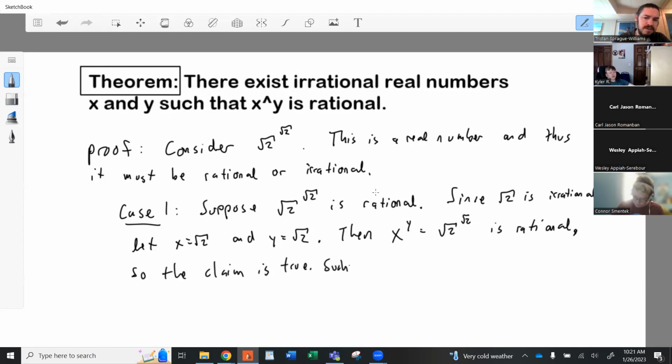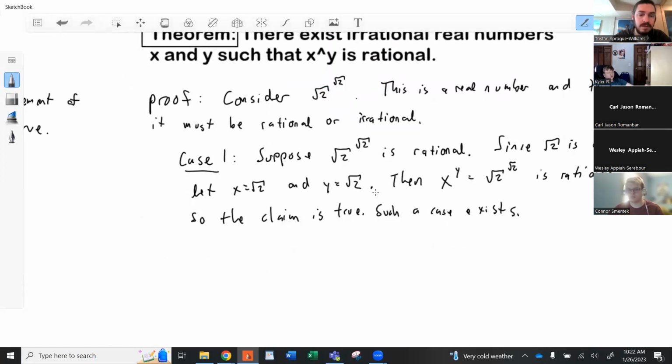Such a case does exist in this situation, right? In this case 1, where square root of 2 to the power square root of 2 is assumed to be a rational number. So in this case, that would be an example to prove the existence claim. But we don't know for sure that we're in that case. So let's now address the other case, case 2.